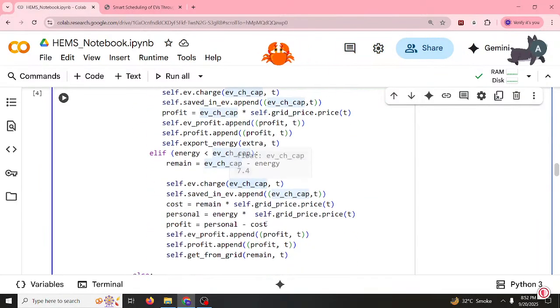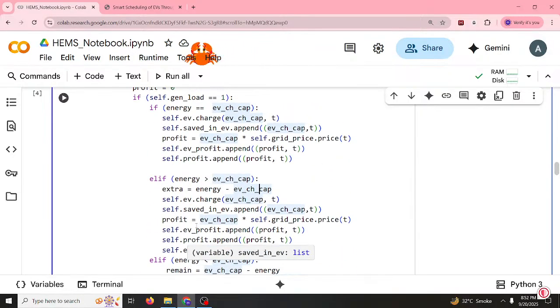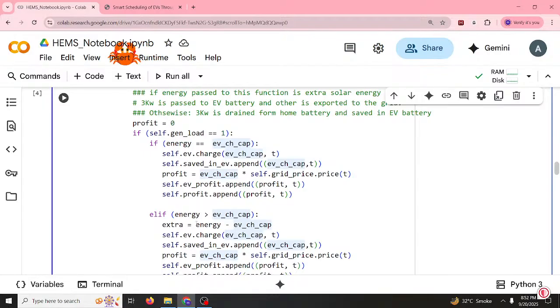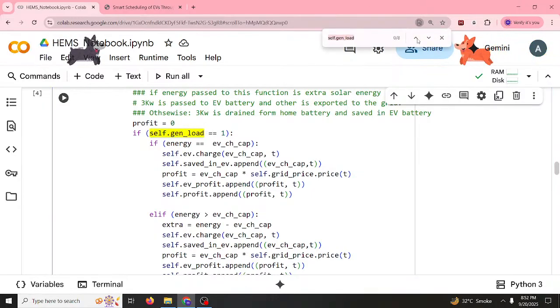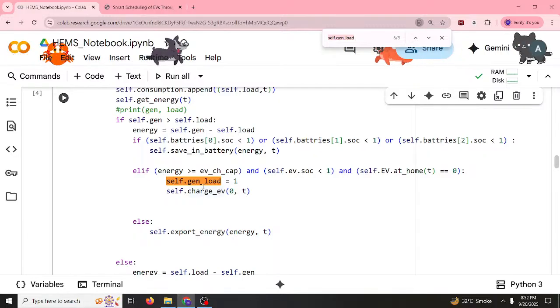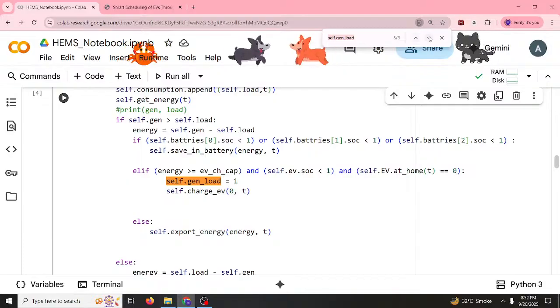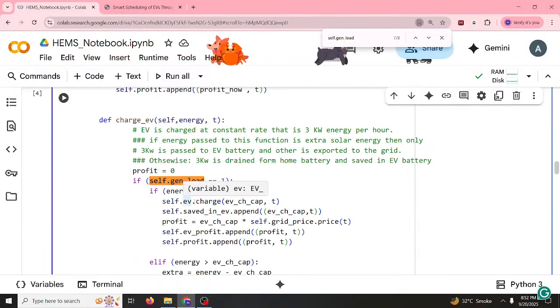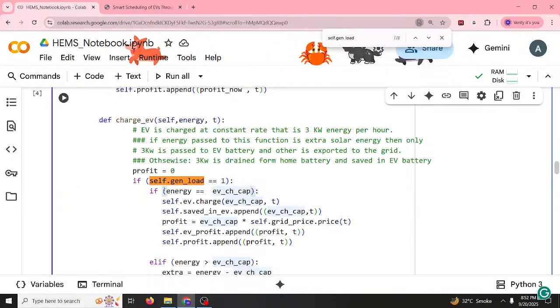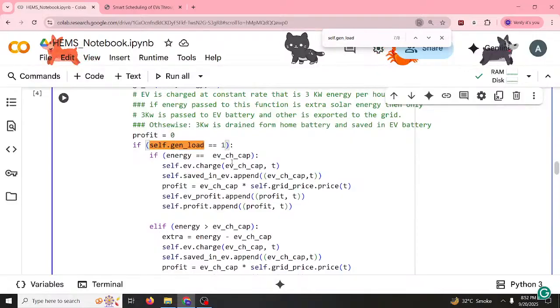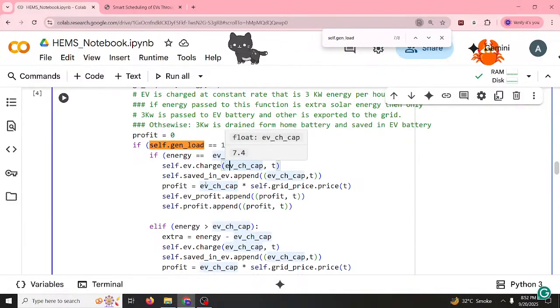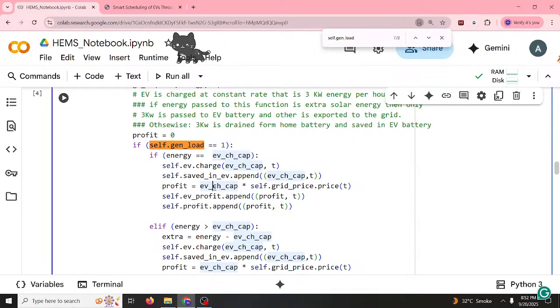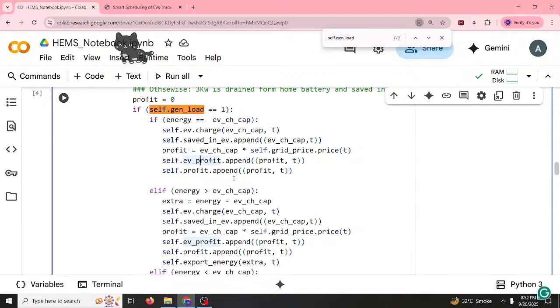So this is a bit complex function that actually takes in three things. First thing is that if the gen load is equal to 1, let us see what it is. Okay, gen load is equal to 1. So here we have just got this gen load is equal to 1. That means we can go inside the EV charging state without checking the battery. That means we can just charge the EV up to 7.4 kilowatt, and we can earn that profit, and that profit can be saved to the EV profit.